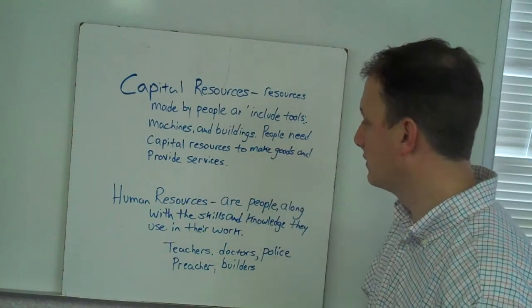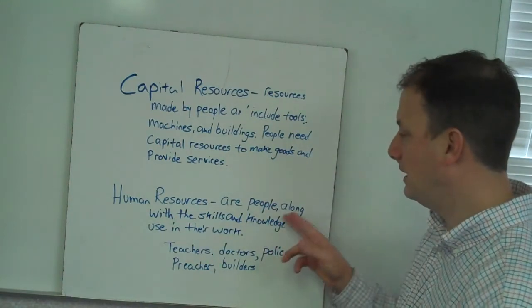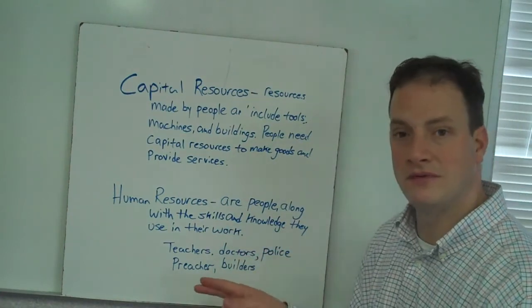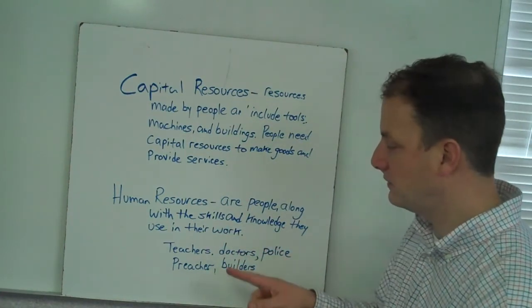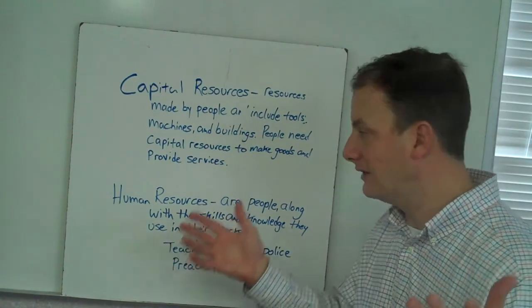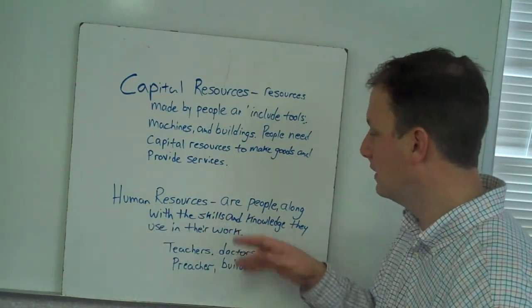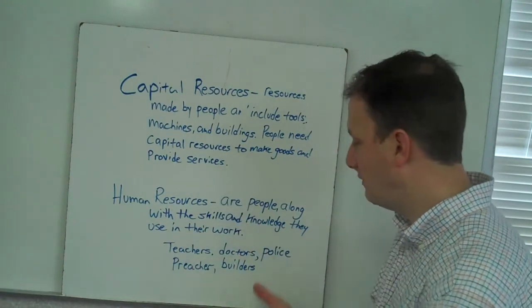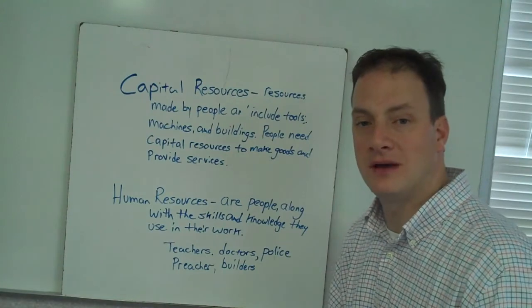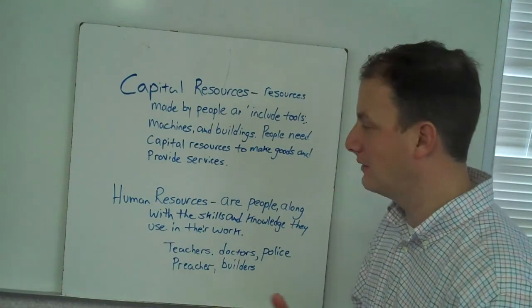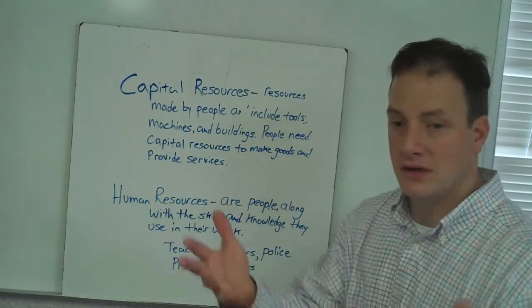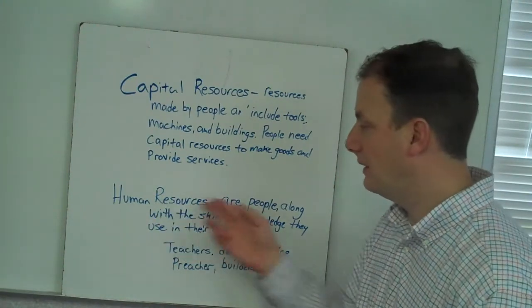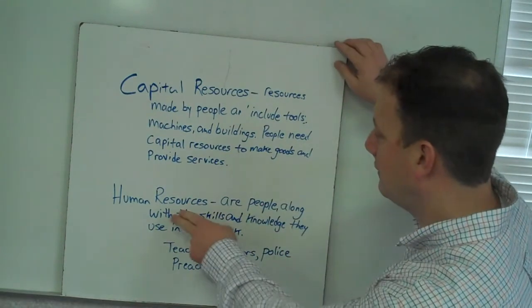That's a capital resource. Human resources are people along with the skills and knowledge they use in their work. For example, teachers, doctors, police, preachers, builders, the list could go on. But these are people and the skills that they have. For example, I myself as a teacher, I've been through school. I've learned how to become a teacher. I've been through training for that. Okay, so I'm a human resource. You are a human resource. Whatever skills you have, that makes you a resource. Okay, the key is human and people.